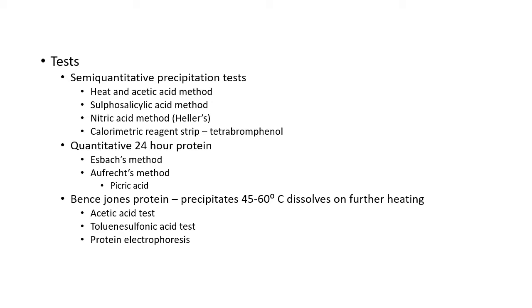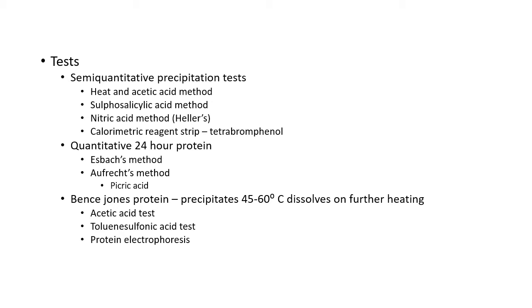1 plus is equivalent to 10 to 30 mg per deciliter, 2 plus is equivalent to 40 to 100 mg per deciliter, 3 plus is 200 to 500 mg per deciliter, and 4 plus is 500 mg per deciliter or more. If the urine is alkaline, it should be made acidic by addition of a few drops of 3% acetic acid. And remember, the urine must be clear before testing for albumin.